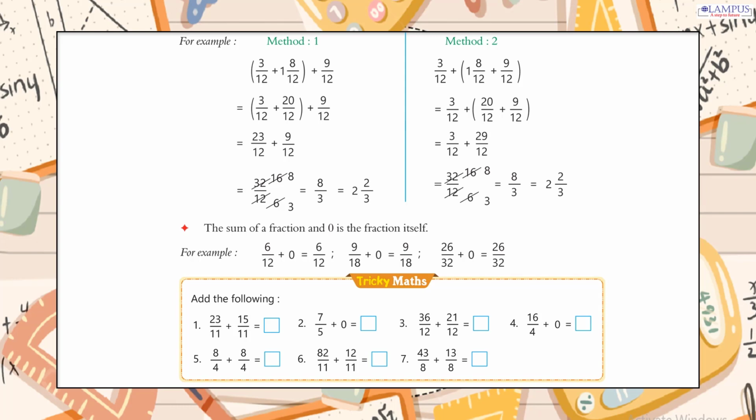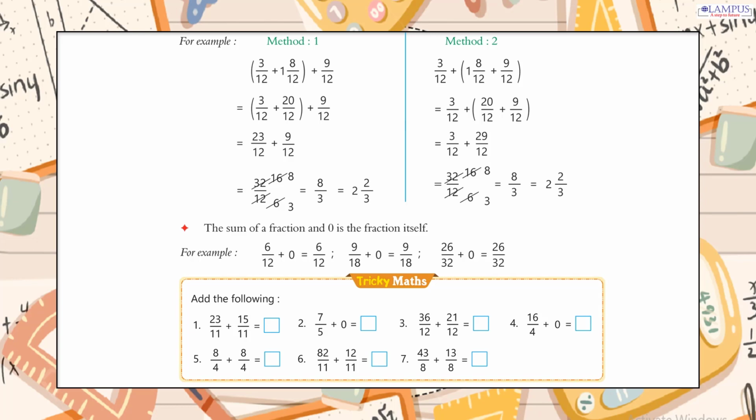The sum of a fraction and 0 is the fraction itself. For example, 6 by 12 plus 0 equals 6 by 12. 9 by 18 plus 0 equals 9 by 18. 26 by 32 plus 0 equals 26 by 32.